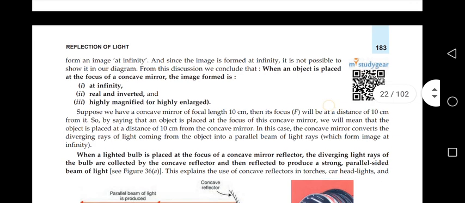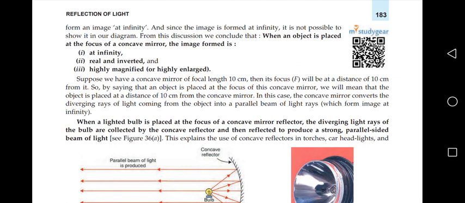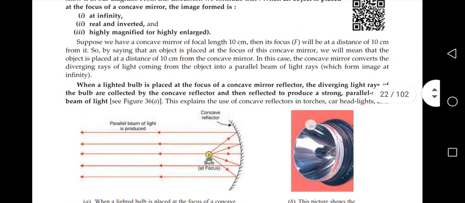Okay, so that is about the image formation by the mirror when the object is placed at F. You can see here when the light bulb is placed at the focus of a concave mirror reflector, the diverging light rays of the bulb are collected by the concave reflector and then reflected to produce a strong parallel beam of light. So therefore the concave mirror is used in vehicles like car headlights or bike headlights, and also it is used in torches, this property, right?